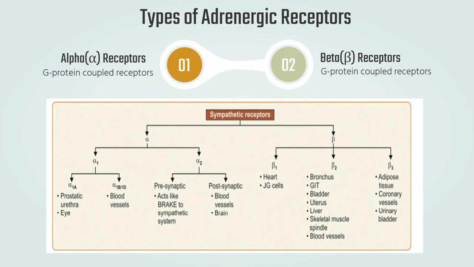Now moving further. Types of adrenergic receptor. Two types, alpha and beta. Both of them are G protein coupled.